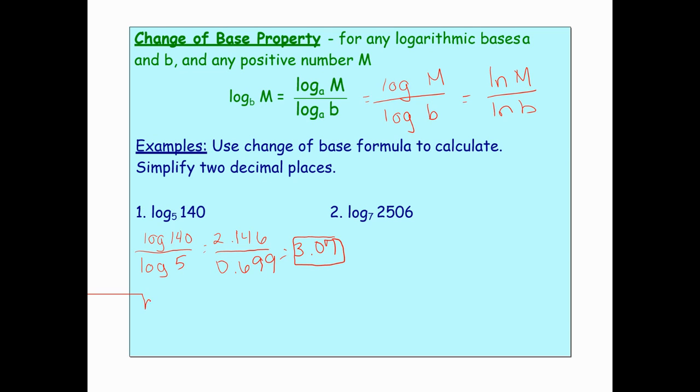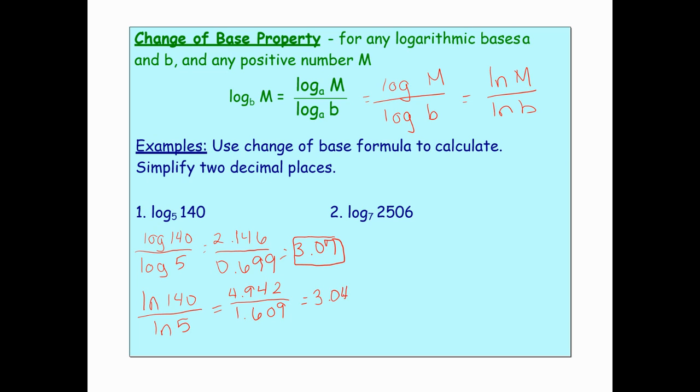You could have also done the natural log of 140 divided by the natural log of 5. You'll get different values. The natural log of 140 is 4.942, and the natural log of 5 is 1.609. But what you'll notice is when you divide, and I'm doing it as I talk to you, 4.942 divided by 1.609, I still get 3.07.